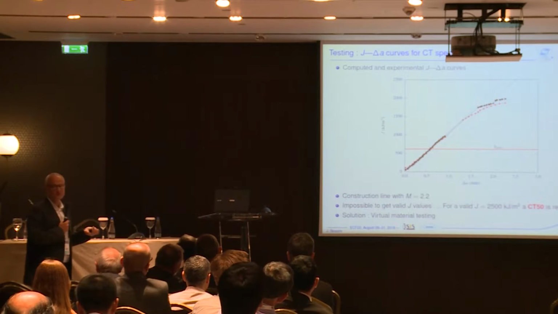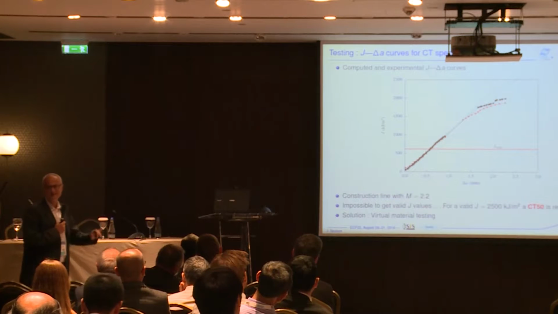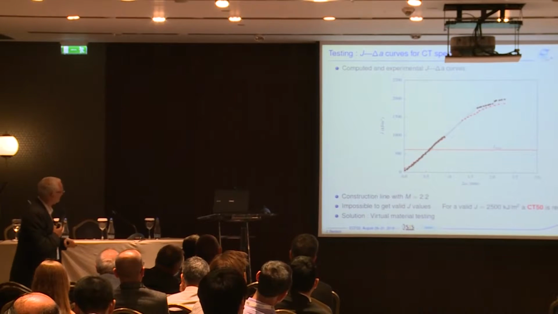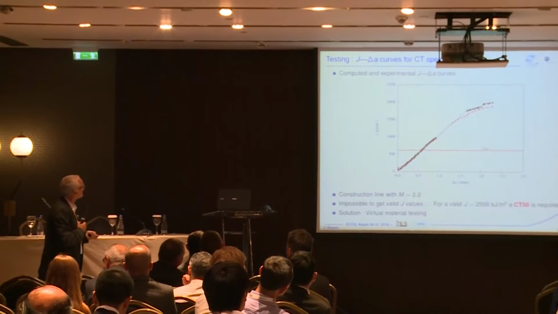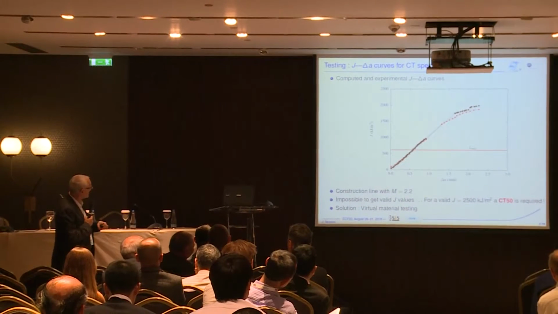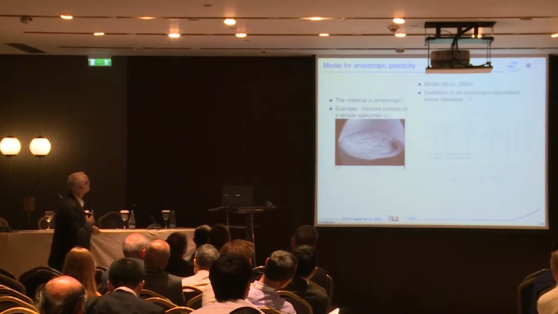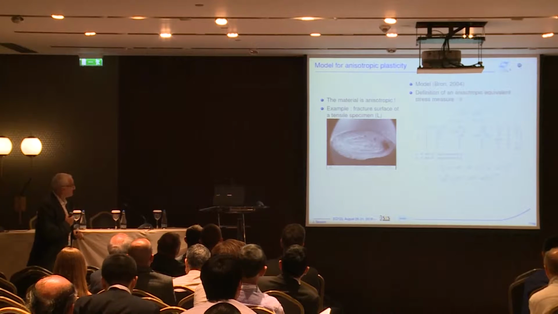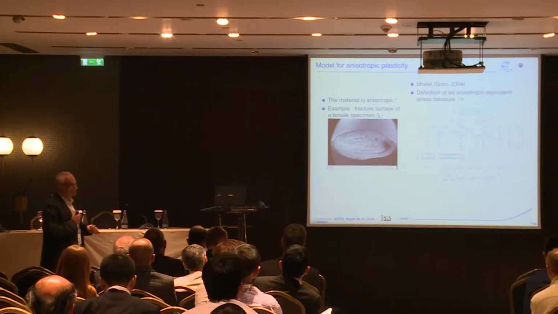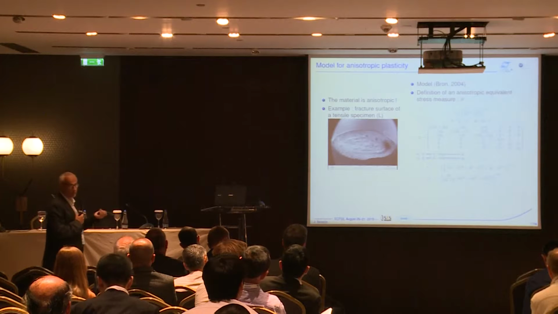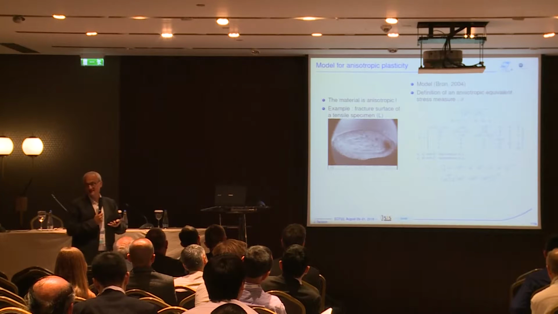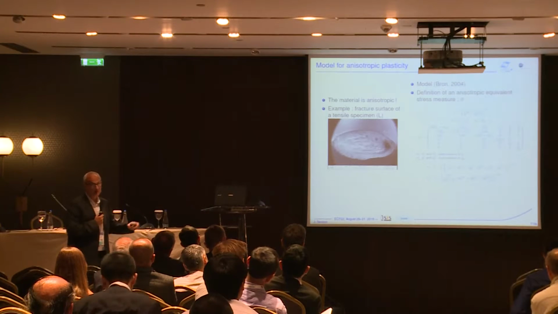So one solution could be, okay, well, don't use this material. Too good, we cannot apply standards. But that's not true. So the solution here is maybe virtual material testing. If we want to do virtual material testing, indeed, we need a model. And for this material, we need a model for plasticity and a model for ductile damage.